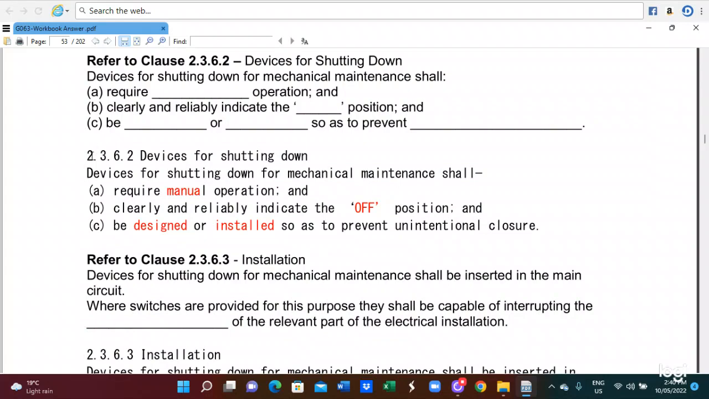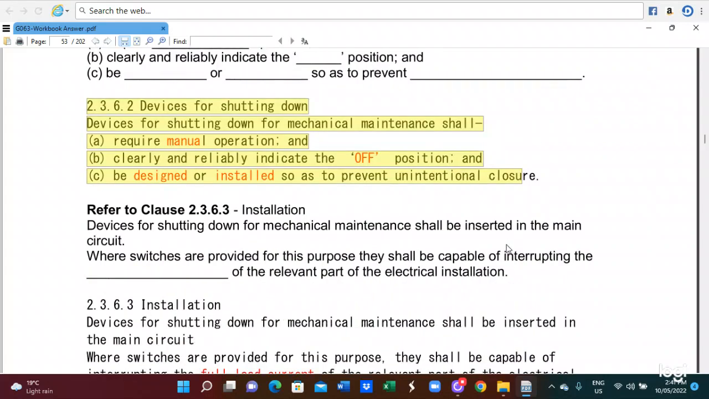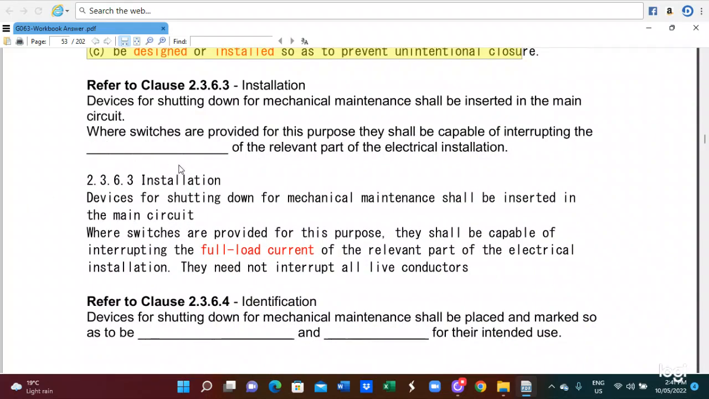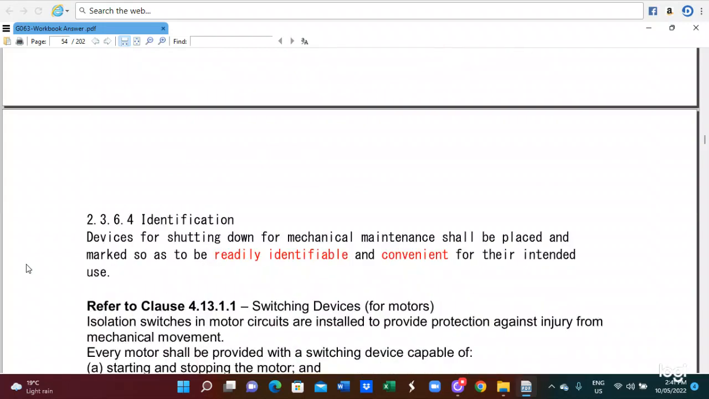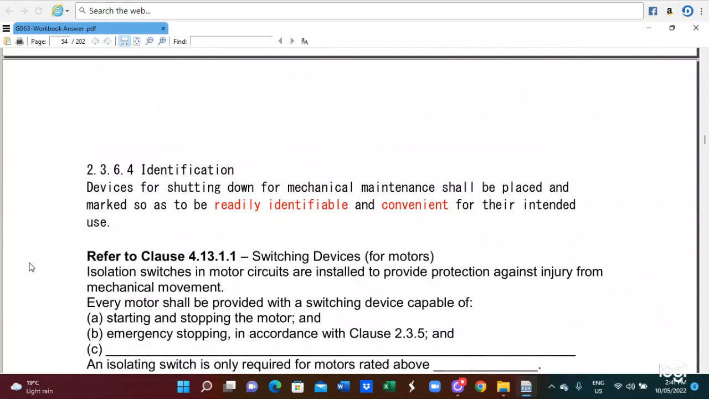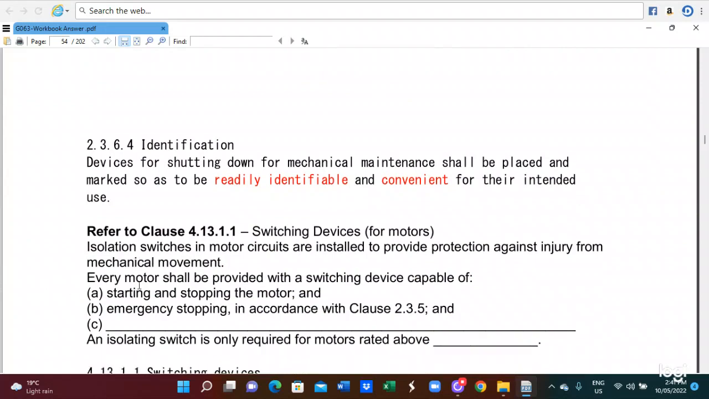So this is 2.3.6.2, which mentions the devices for shutting down. 2.3.6.3 mentions the installation, that is, the installation method. 2.3.6.4 mentions the identification of the electrical installation, how to shut down for mechanical maintenance. In this case, all equipment needs to be identified.